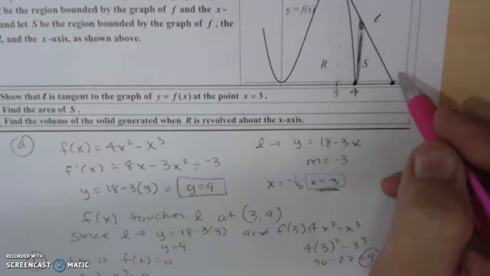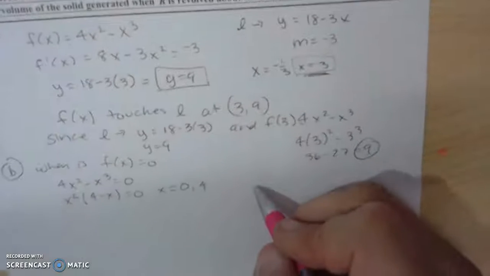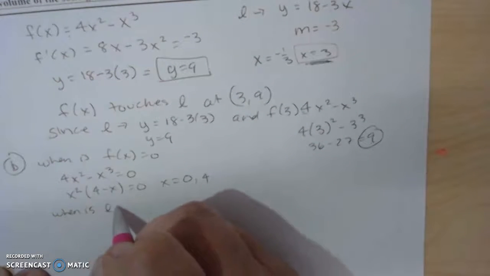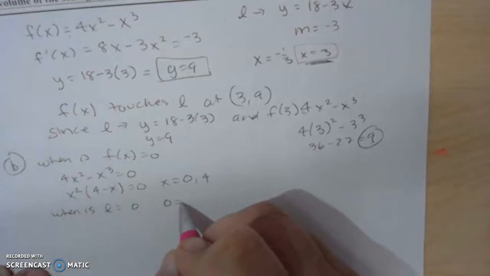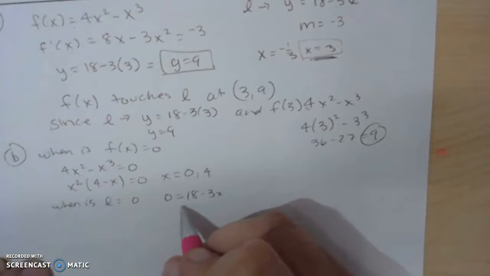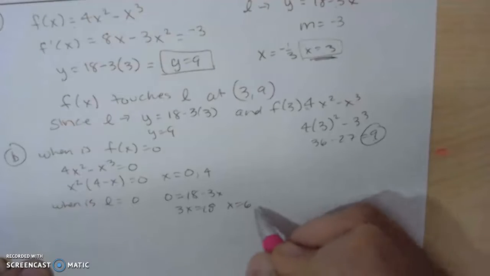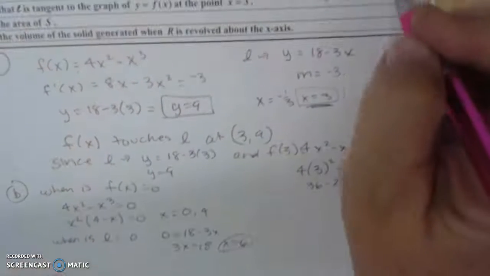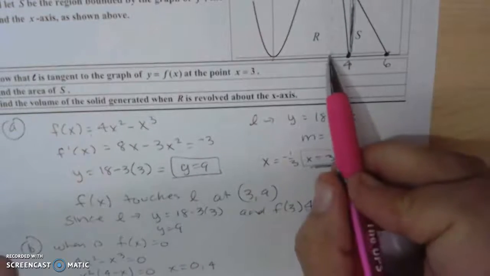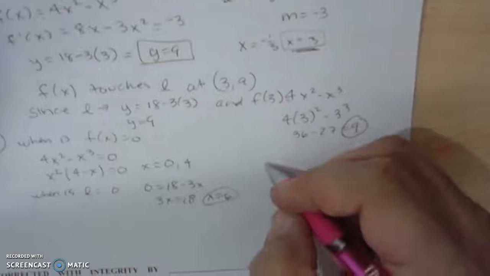This point is on my line L. So when is L equal to 0? Okay. When is L equal to 0? So we're going to go 0 equals 18 minus 3x, or 3x equals 18, so x equals 6. So we know that this is at 6, right? So we're going to do an integral from 3 to 4, and then one from 4 to 6. So let's set that up.